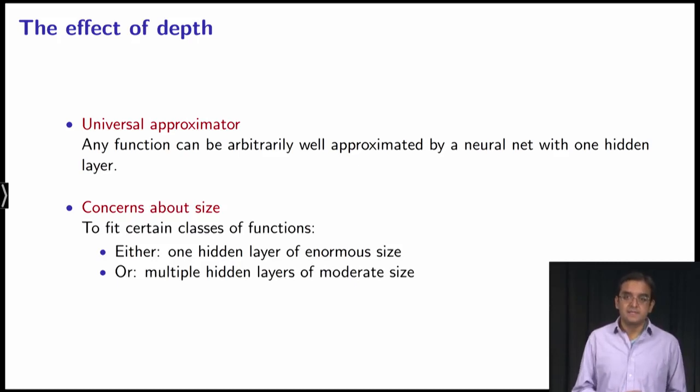But here's one thing that we can say. One thing that people have pointed out is that there are certain functions that you can write down, and of course you can approximate them by a network with one hidden layer. But if you do that, the hidden layer has to be enormous. The number of hidden nodes in that one layer has to be, for instance, exponential in other problem parameters, such as the input dimension. But if instead you use a deeper network, then each of the individual layers can actually be of moderate size. So that's one way in which depth can be quite helpful.